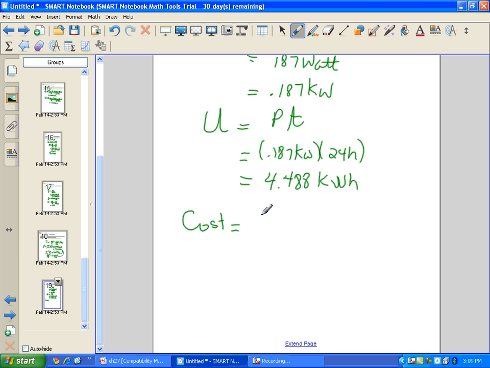Now that we know this, we're ready to calculate the cost. And remember that the cost was 6 cents or $0.06 per kilowatt hour. When we take our kilowatt hours and multiply by the 6 cents, we find that, of course, our units of kilowatt hour cancel. It only costs us $0.27 to operate this lamp per day. In other words, 27 cents. Not a lot of money, is it?